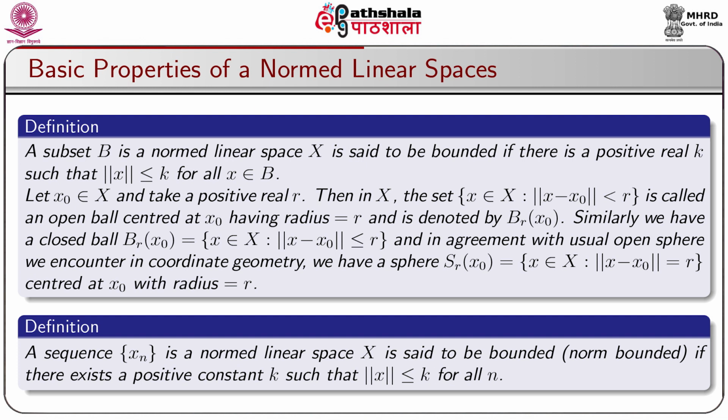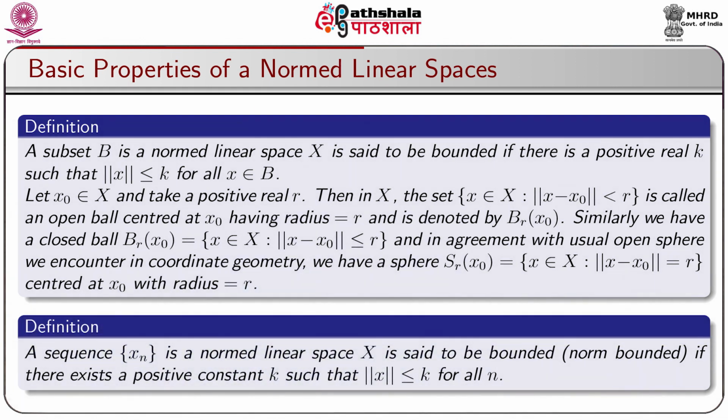And in agreement with the usual sphere we encounter in coordinate geometry, we have a sphere S_R(x naught), equal to the set of x belonging to X such that norm of x minus x naught is equal to R, centered at x naught with radius R. For spheres we write S, and for open ball and closed ball we write B. That's why we have written S_R(x naught) and B_R(x naught) in the respective concepts of balls and spheres.